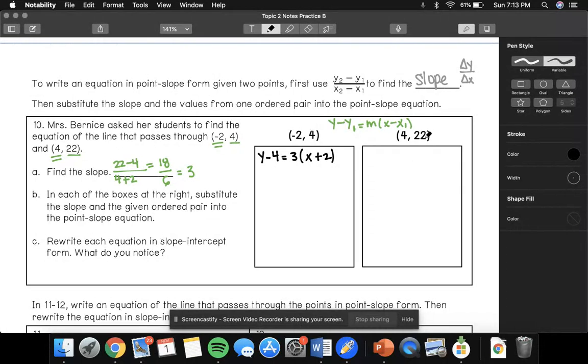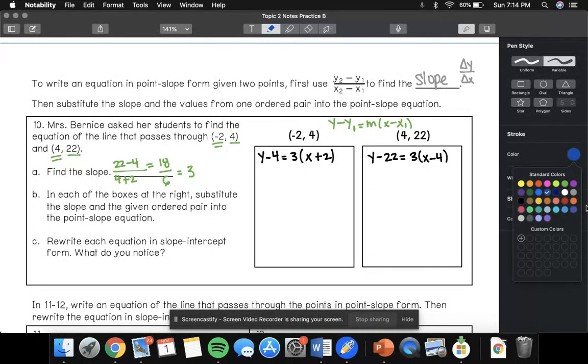For this other ordered pair, we're just going to do the same thing. So y minus y1 equals m. Our slope is 3, parentheses, x minus x1.